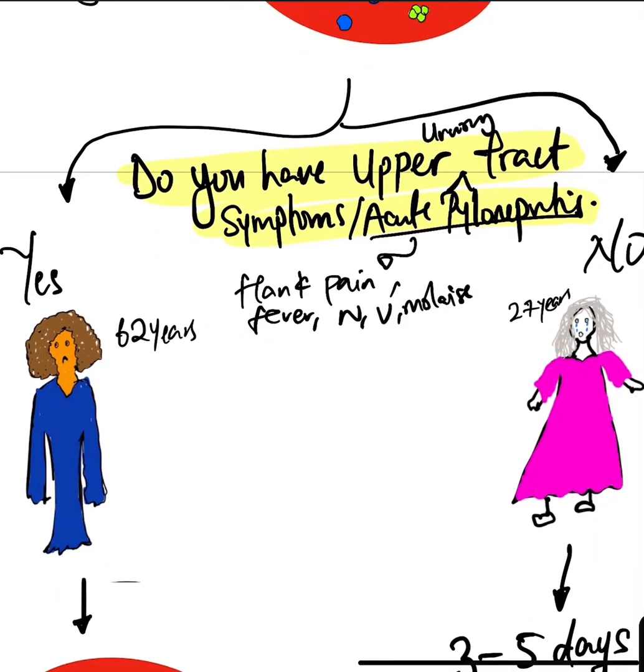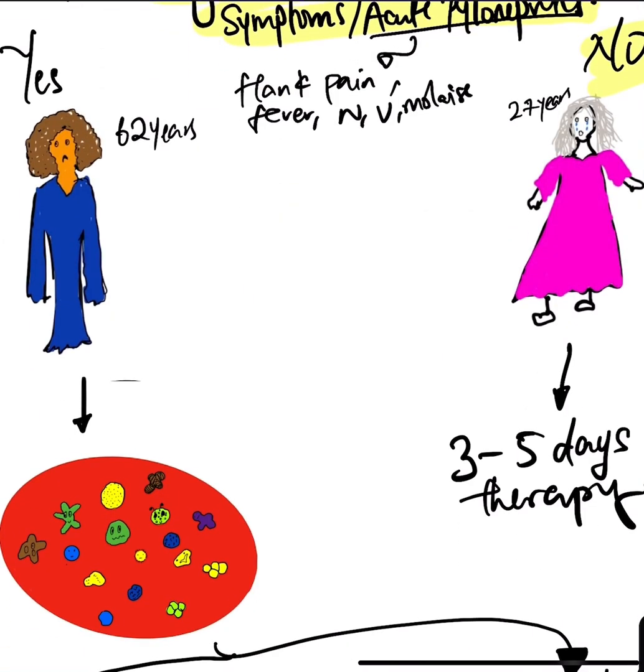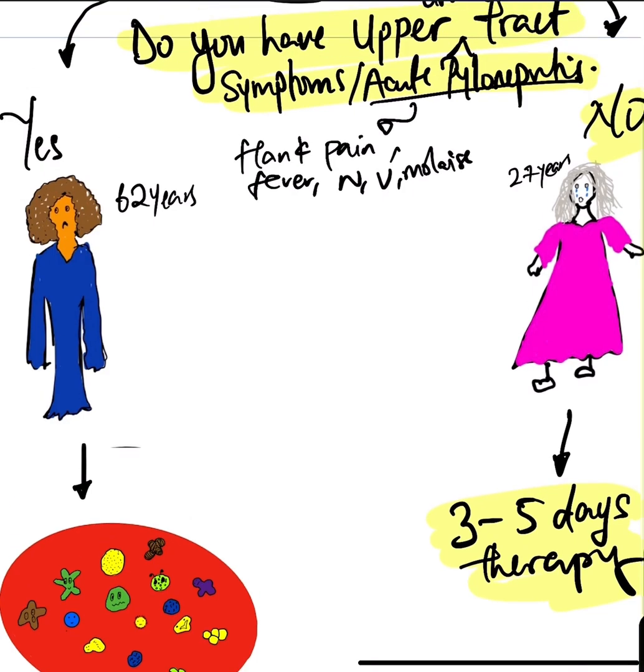Let's say this patient, who is very young, said, no, I don't have upper urinary tract symptoms. What do you do? You give her therapy for 3 to 5 days only. You're like, okay, since it's not complicated, because acute pyelonephritis is always complicated.